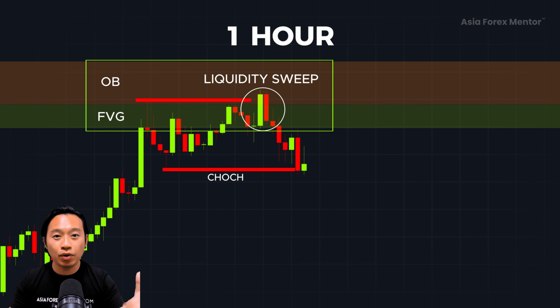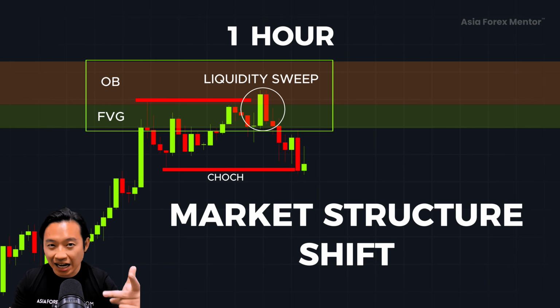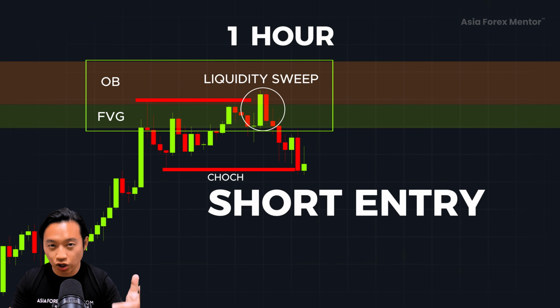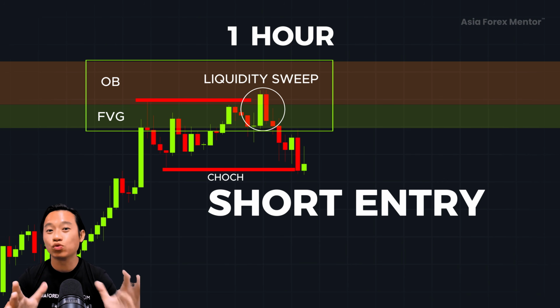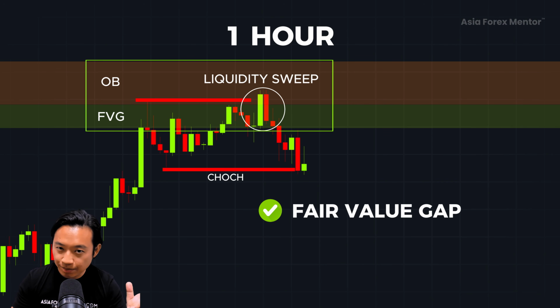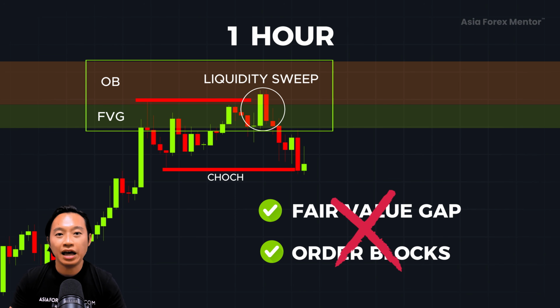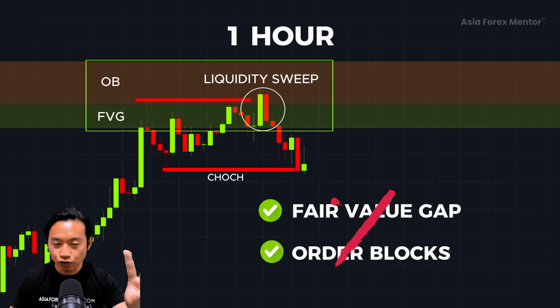The entire price action on the 1 hour chart suggests a market structure shift, indicating it's time to place our short entry. So now the question is, where should we place our order? Usually in this case, we will look for fair value gaps and order blocks. But in the latest move, we do not have any imbalance in this time frame. So therefore, we have two options.